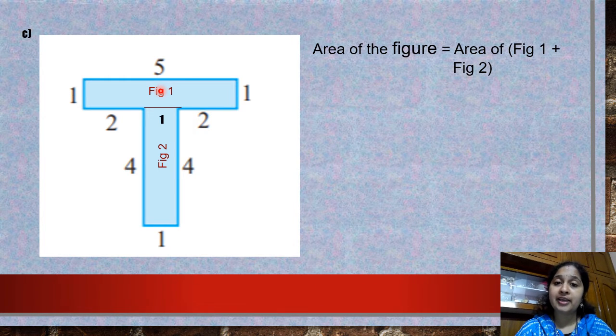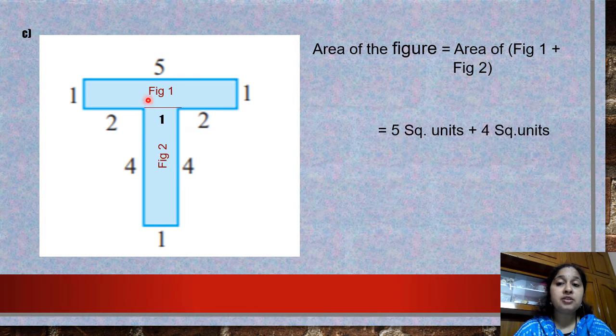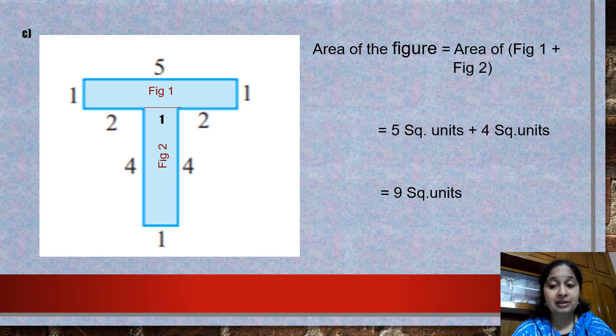So let's find the area of the figure. The area of the whole complete figure is nothing but area of figure 1 plus area of figure 2. Now what is the area of figure 1? 5 into 1, that is 5 square units. What is the area of the second figure? 4 into 1, that is 4 square units. So together it is nothing but 9 square units. So what is the area of this complete picture? It is 9 square units. I hope you understood this, children. So please practice such problems.